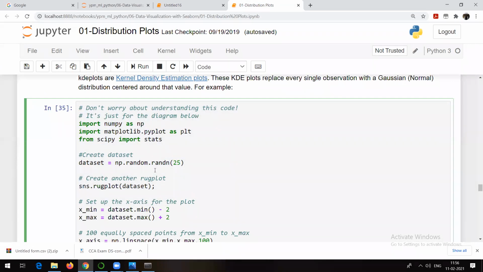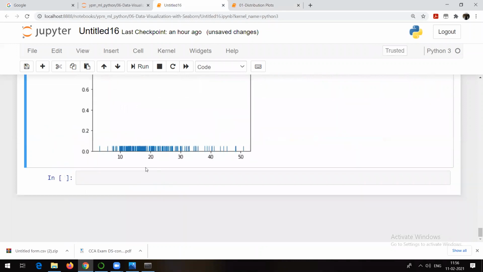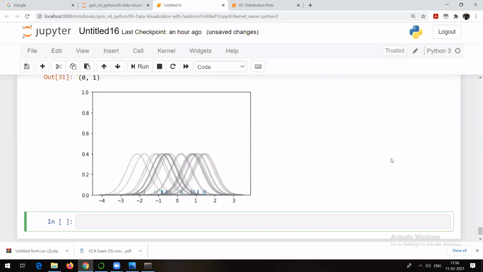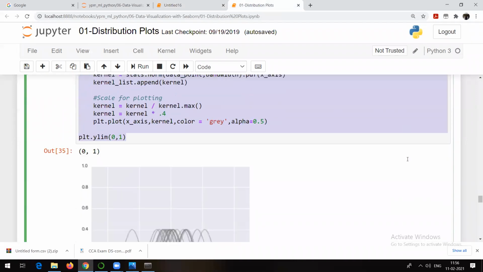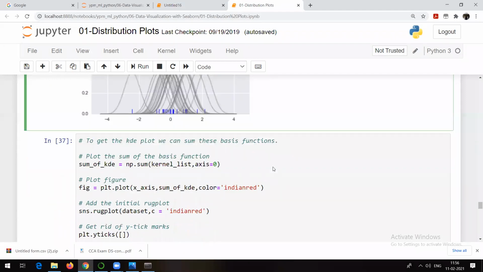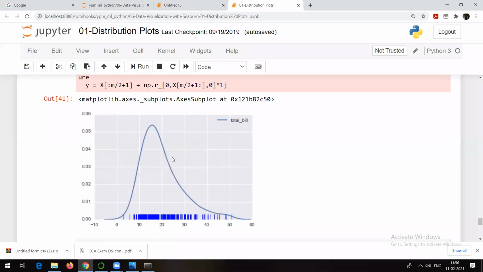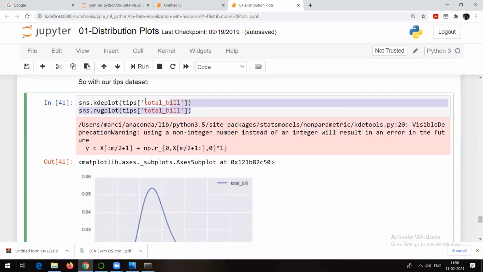So don't worry about this particular code. This is just for you to understand. Otherwise, you will feel that it's a very huge code, right? It's not like that. Just to show you, for each and every rough plot line, we are trying to plot a KDE plot, because at the end we want to combine both of them and show something like this one.